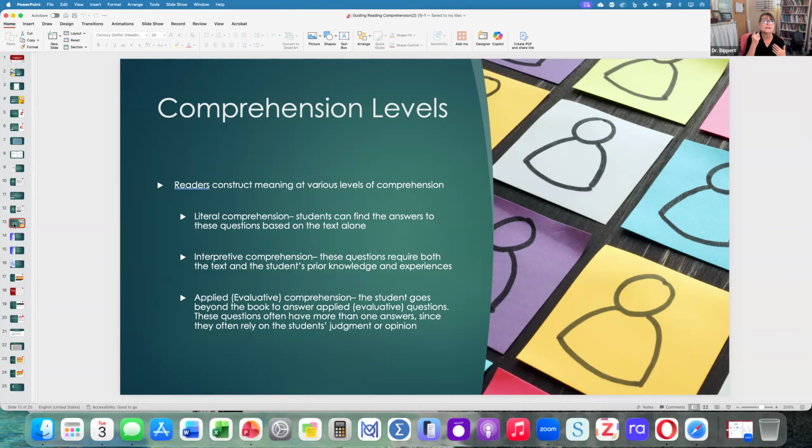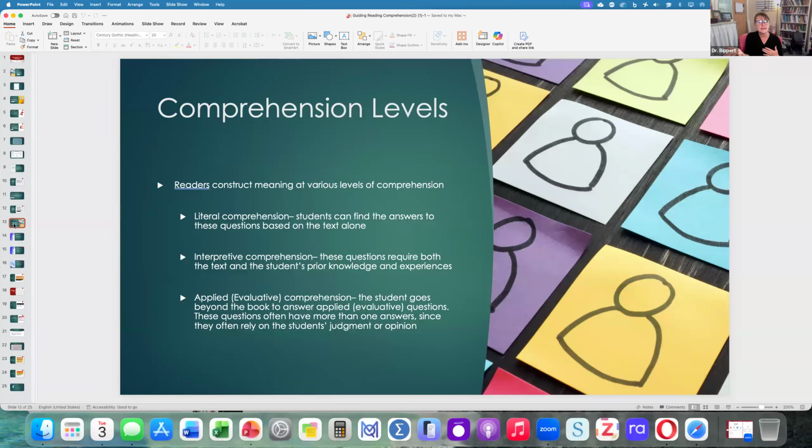You're going to have one specific answer, but here with interpretive comprehension, students have to do a lot more individual or independent thinking. So the questions require both the text, but also their experiences. So when we think about the question answer relationship strategy from previously in the PowerPoint, it's kind of the same kind of thinking.